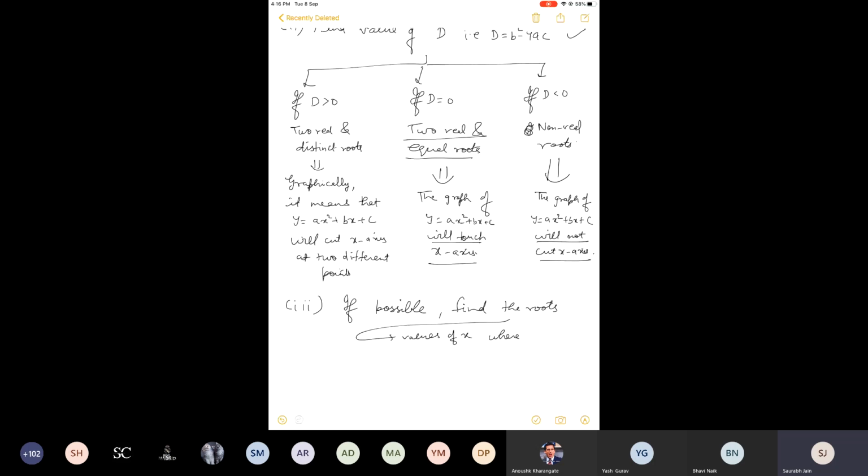So why is it written "if possible"? Because it may have non-real roots also. So if the roots exist, you try to find them. That means try to find the roots of the quadratic equation that you already know. Because it will give you an idea of those values of x from where the parabola will be passing through, or cutting, the x-axis. This is the third point.